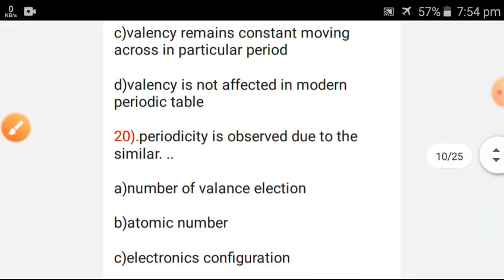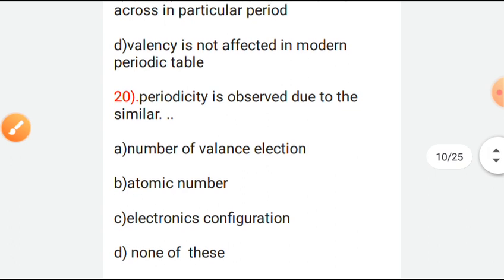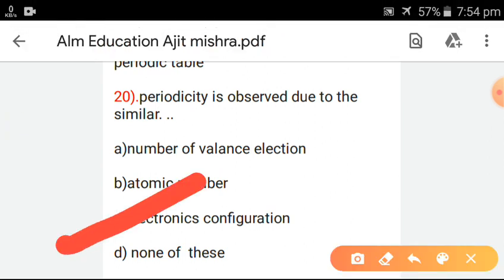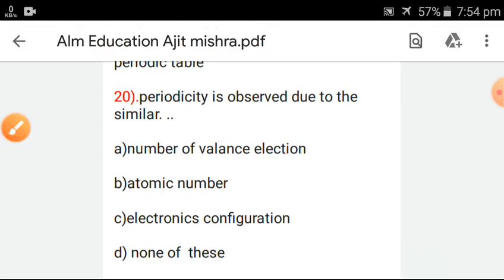Next question. Periodicity is observed due to? In the given options, option A, the similar number of valence electrons. Option B, atomic number. C, electronic configuration, or option D, none of these. Choose the right answer. Periodicity is observed due to the electronic configuration. So the answer will be option C. So the correct option will be option C.